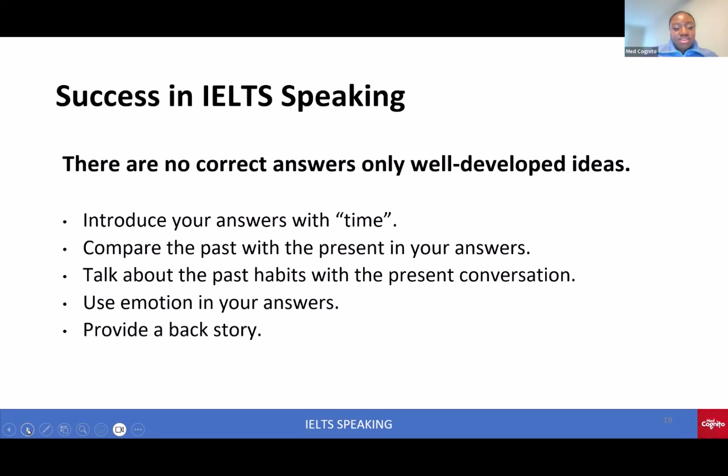And my favorite, as I mentioned before, is providing a backstory. If you're able to use more vocabulary in the backstory, you can include a little bit of emotion there, talk a little bit about the past and the present, and utilize time to make sure that your answers are contextual to what is being asked.